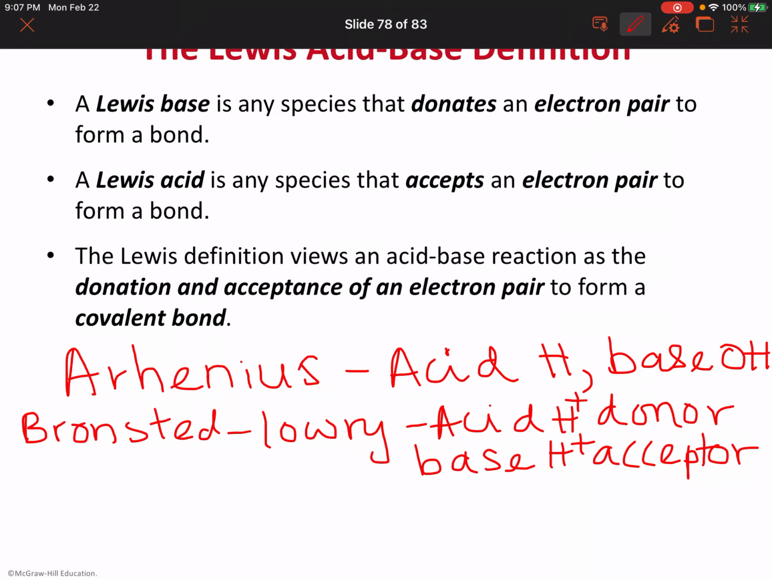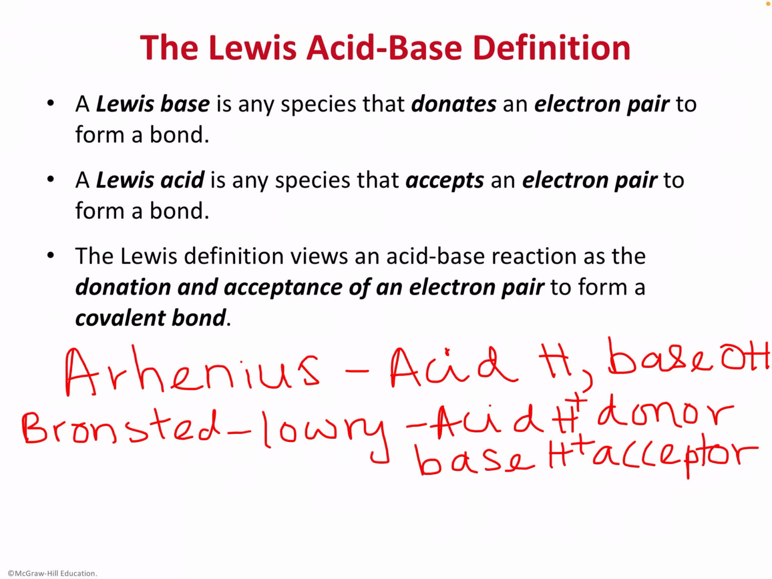Okay, and now we're going to learn about the Lewis acid-base definition. A Lewis base is any species that donates an electron pair to form a bond. A Lewis acid is any species that accepts an electron pair to form a bond. In this Lewis definition, we don't talk about protons, we talk about electron pairs. A base is something that has an electron pair that it can donate, and an acid is something that can accept that electron pair.